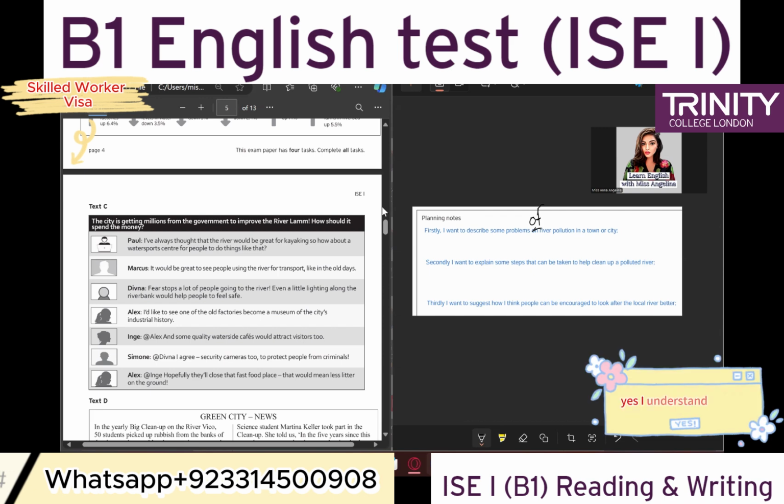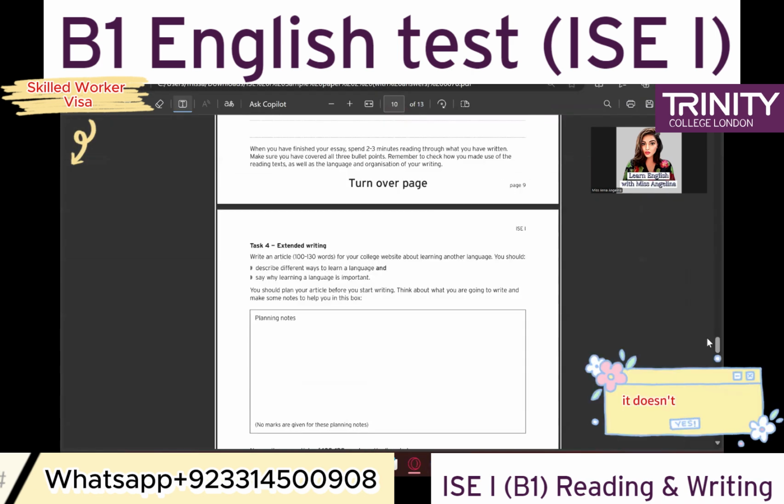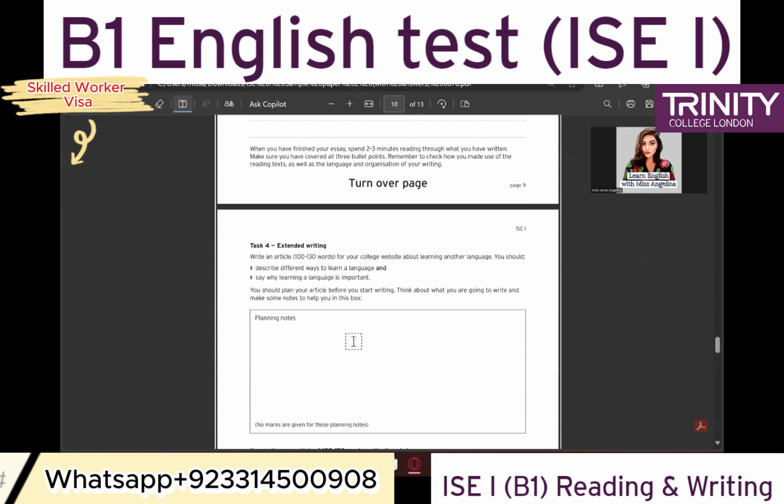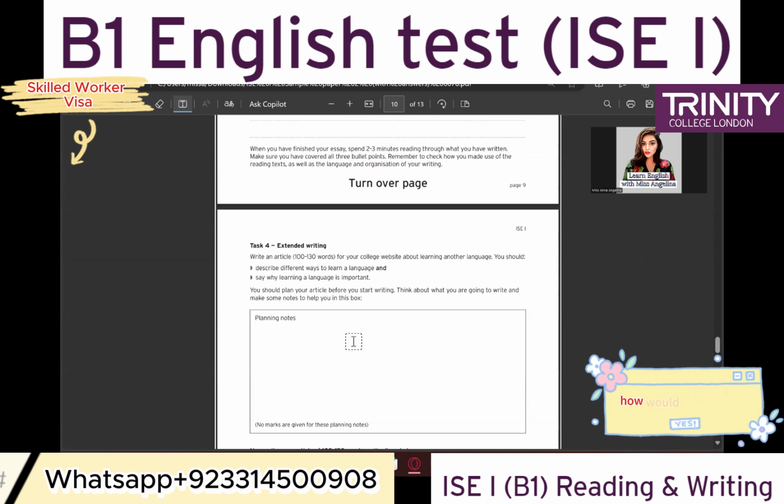Yes, I understand a little bit, but my problem is how to write one good passage or essay. I can write that for you. It doesn't matter whether it's an article, email, or letter, right? Basically, you have to answer the bullet points. If this question is in front of you, how would you start this?